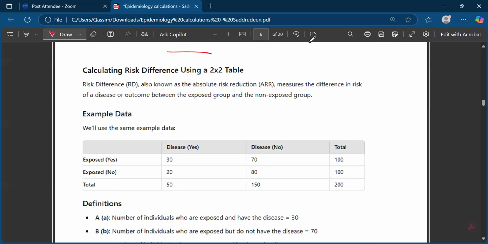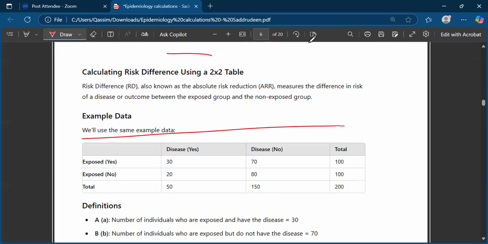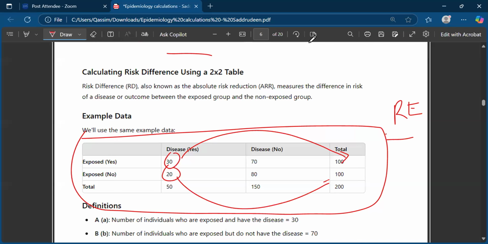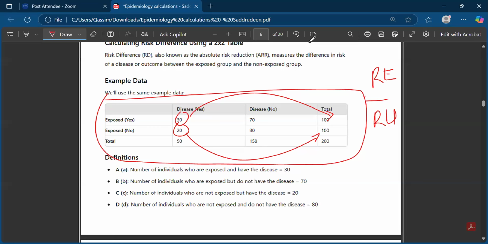Same thing. We are given this example in this box, and then we are told to calculate the risk difference or the absolute risk reduction. So what do we do? We just take our 30 over 100. That will be our risk in the exposed. Then minus the risk in the unexposed, 20 over 100. Now that will be the risk in the unexposed. What are we going to do? We're subtracting them. That is basically it.